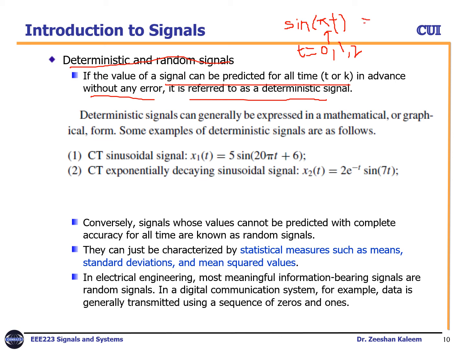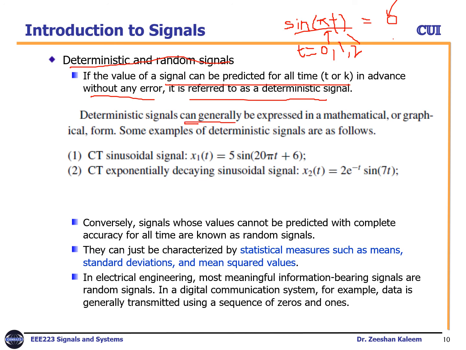At time 0, you will get 0, so it is exact. When you put in 1, you get sine pi, and again you know the exact value. For sine 2 pi, you again know the exact value. You are not confused about what the value of sine pi t will be; you can just take a calculator and calculate the exact value. These types of signals are called deterministic because we can calculate the exact value in advance without any error. So it is referred to as a deterministic signal.